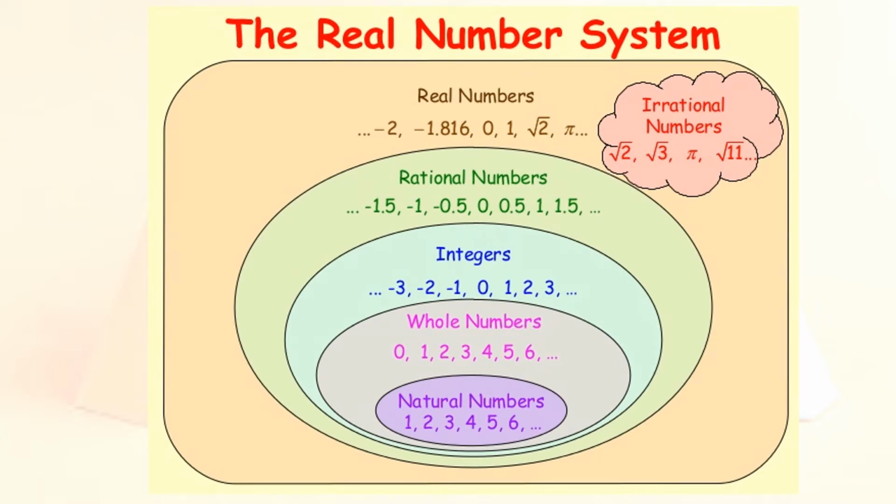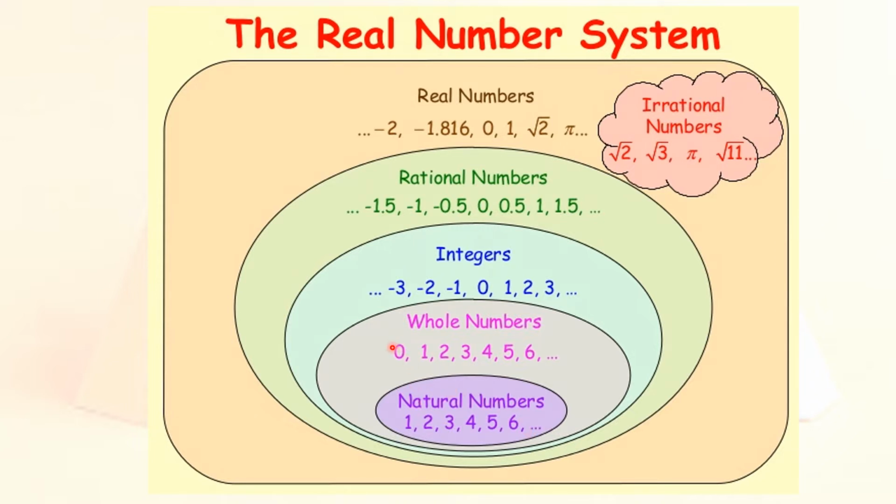So first, we are going to study the real number system. The real number system is composed of rational numbers and irrational numbers. Rational numbers are composed of natural numbers. When we say natural numbers, they are the counting numbers, which start from 1. So we have 1, 2, 3, 4, 5, 6, and so on and so forth.